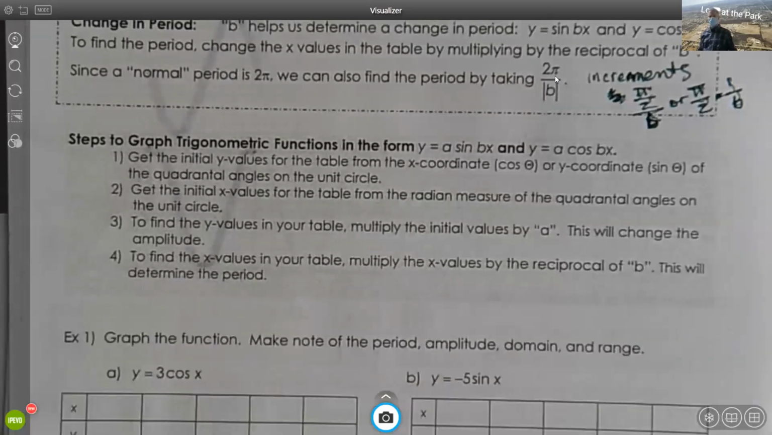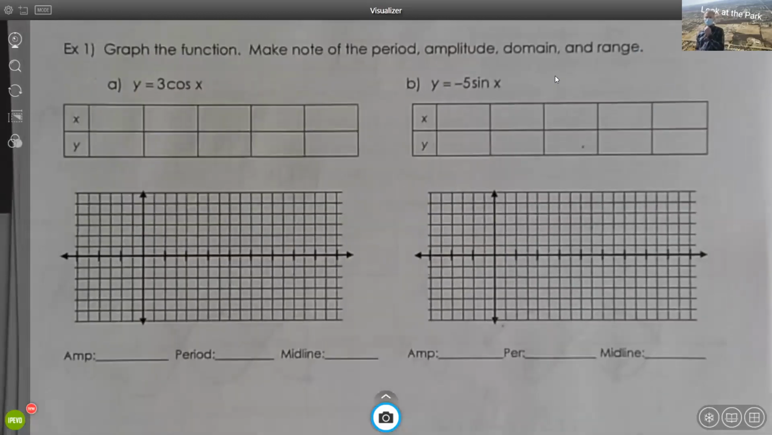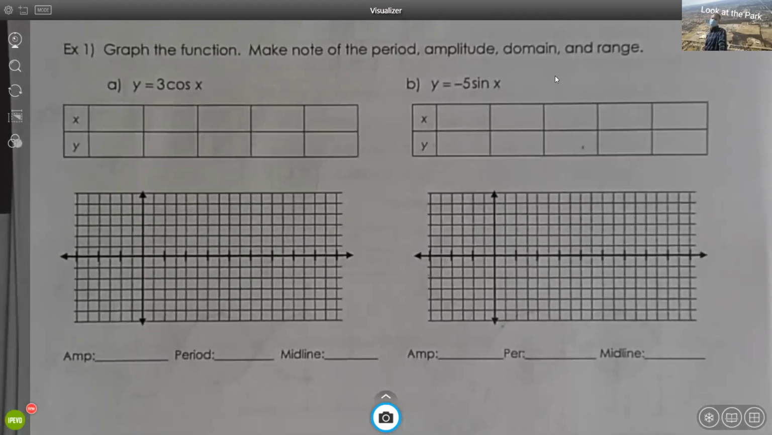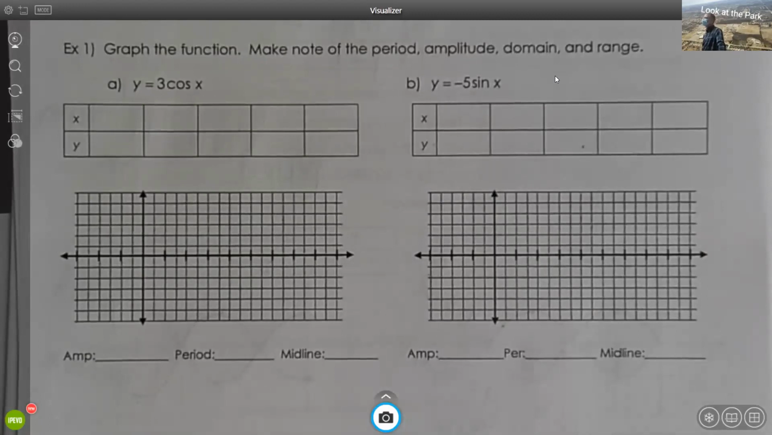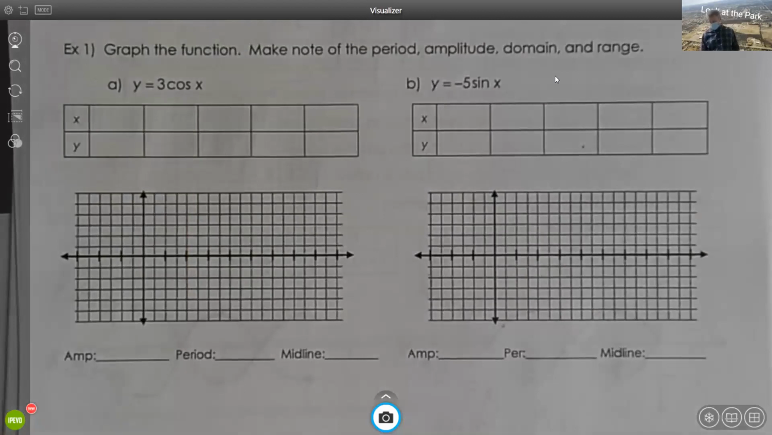So let's work through a couple of these. The main thing we really want you to be able to do is recognize what the equation looks like and how it affects the graph. So we have this 3 in front of the cosine. A 3 in front of the cosine is going to stretch the graph.